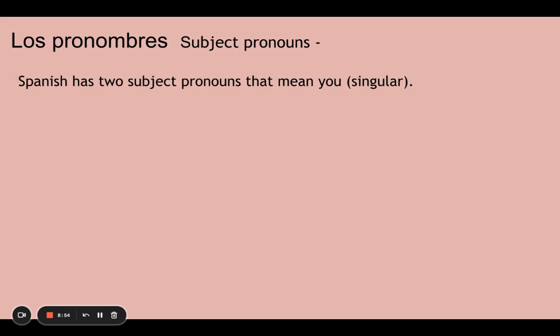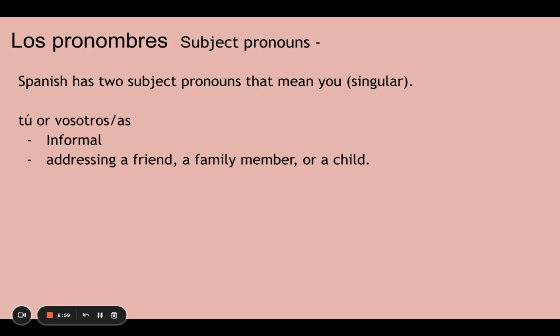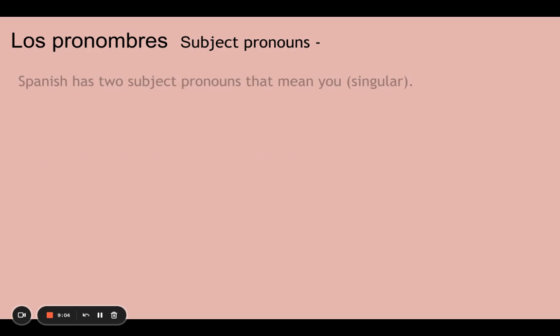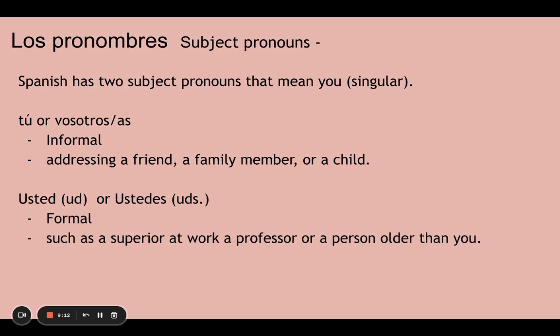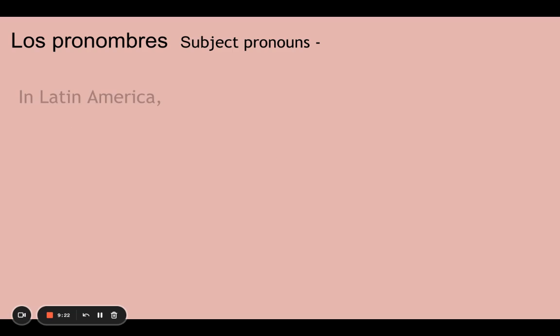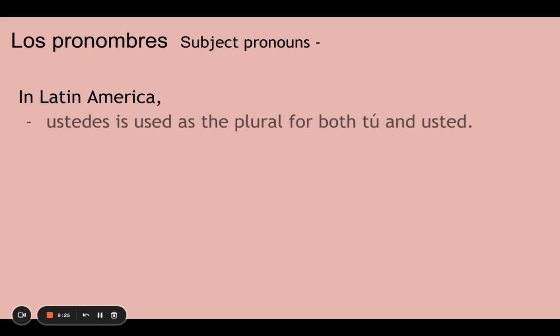Spanish has two subject pronouns that mean you. Tú or vosotros are the informal, addressing a friend, family member, or child. Usted or ustedes is formal, and you'd use it with a superior at work, a teacher, profesor, or a person that is older than you. In Latin America, ustedes is used in the plural for both tú and usted.